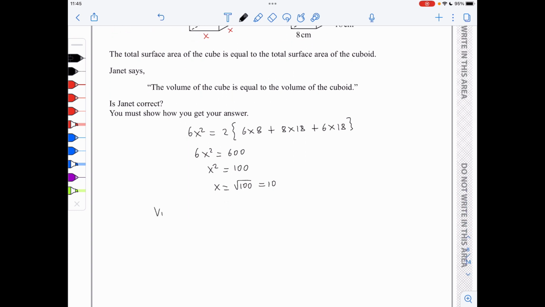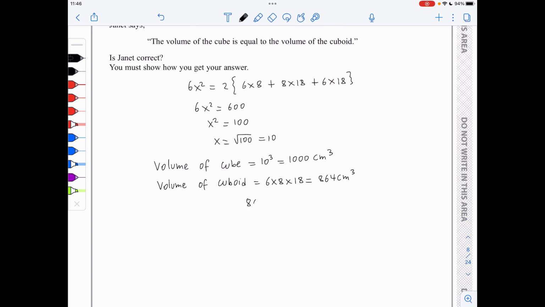So the volume of the cube will be simply 10 cubed. So it's going to be 1,000 cubic centimeters, whereas the volume of the cuboid is given by 6 times 8 times 18, which gives an answer of 864 cubic centimeters. Therefore we see that 864 is not equal to 1,000, and therefore Janet is wrong.